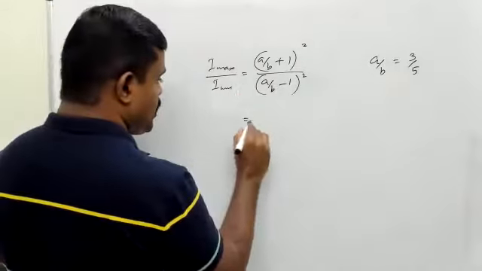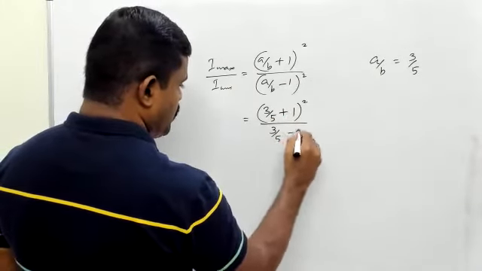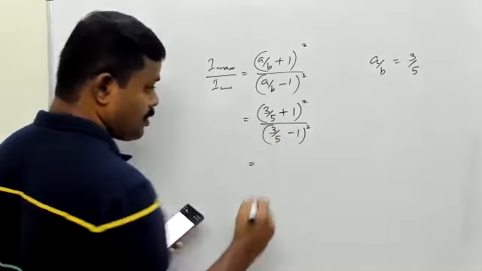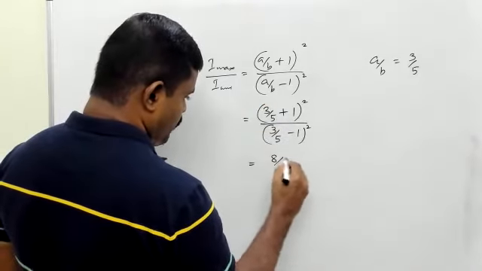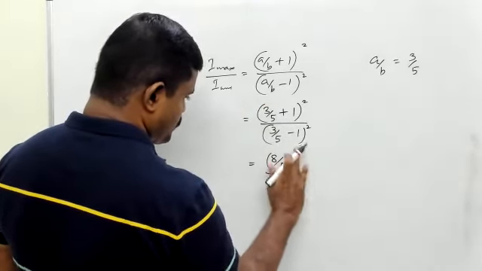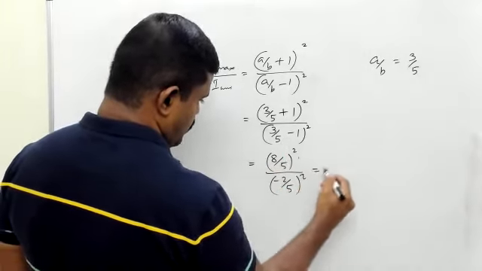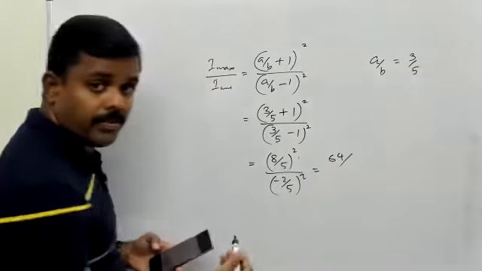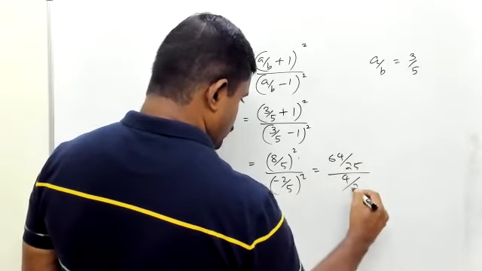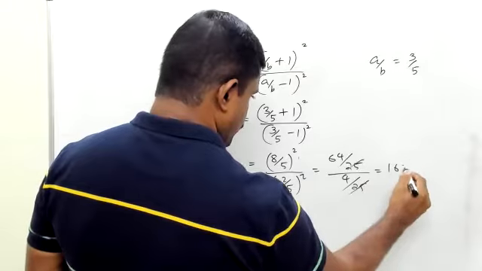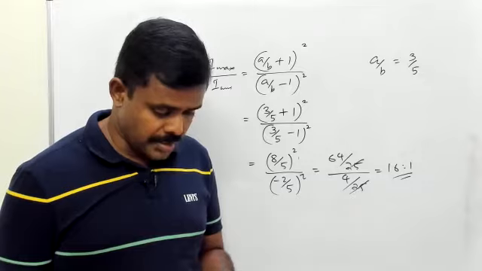I max to I min is A by B plus 1 the whole square by A by B minus 1 the whole square. So 3/5 plus 1 the whole square by 3/5 minus 1 the whole square. It may be asked in a subjective examination also. Objective numerical: 5 plus 3, 8. 8/5 the whole square by 3 minus 5, minus 2/5 the whole square. 8 square is 64, 5 square is 25, by minus 2 square, 4. The 25s are cut. 64/4 is 16:1. Answer is option C, 16:1.